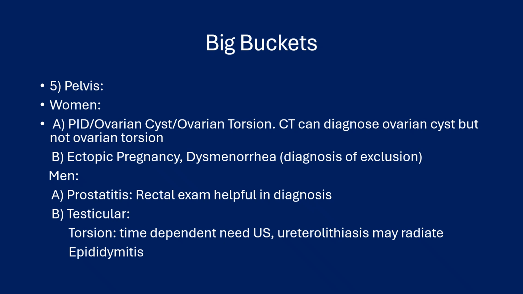Ectopic pregnancy, dysmenorrhea. Ectopic pregnancy, we're going to catch that if we're certainly doing a pregnancy test, and they'll need further workup, including an ultrasound to actually visualize it, depending how far along the pregnancy is. But dysmenorrhea, abnormal menses, for me, that's a diagnosis of exclusion for women after I've excluded more serious causes. And men certainly can have prostatitis. Rectal exam will be very helpful in diagnosis and can be done immediately when they arrive.